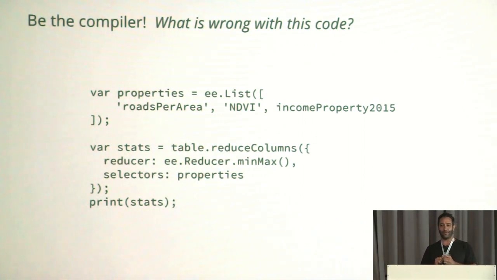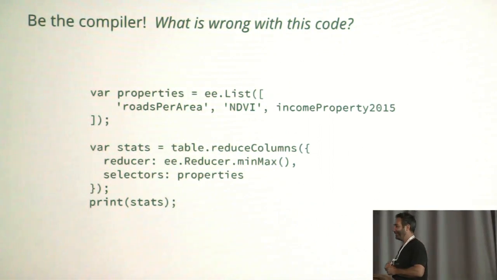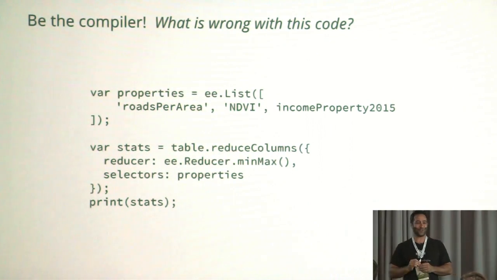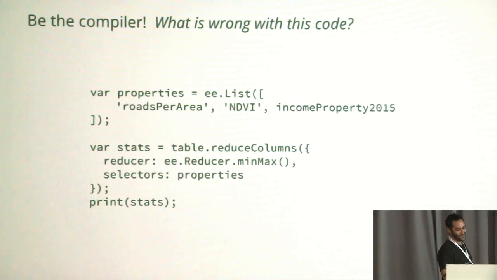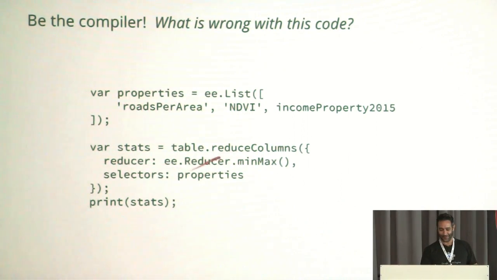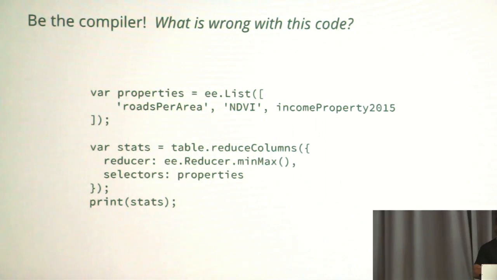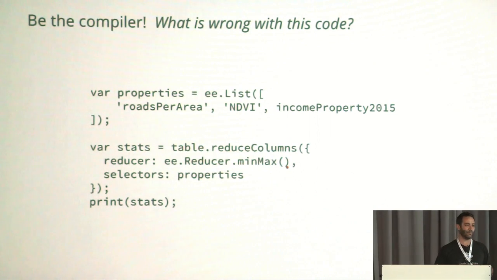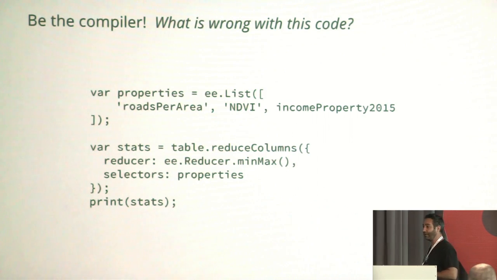But pop quiz. Be the compiler. What is wrong with this code? Hint. I showed you the answer in an earlier slide. Hint. Reduce columns. Hint. Reducer. The answer is you need to repeat the reducer 3 times. This will fail. It'll say reducer expected 1 input and got 3 or something like that. You need to repeat the reducer.